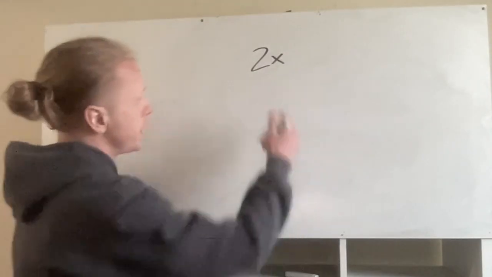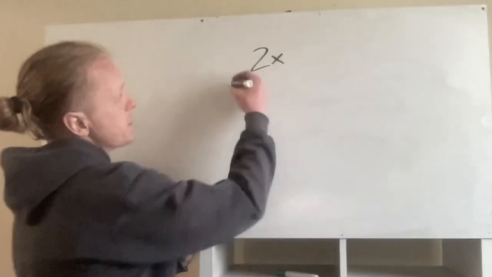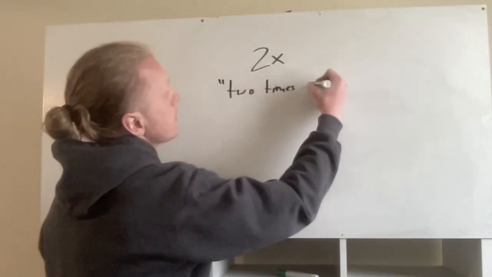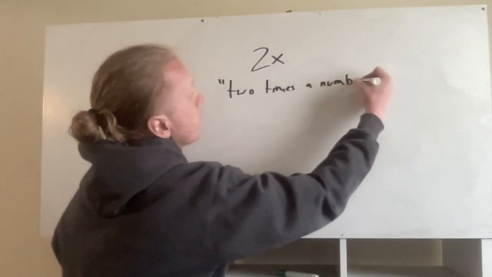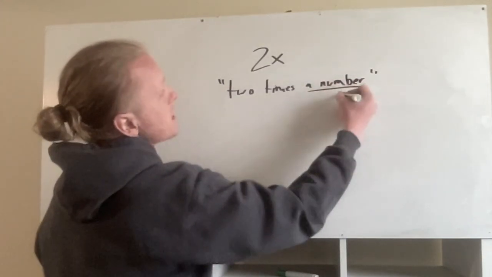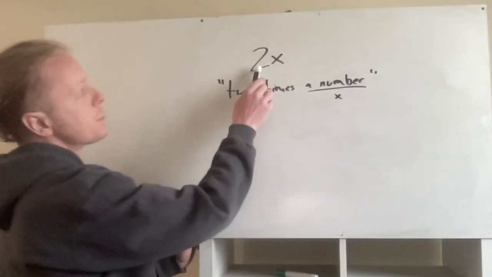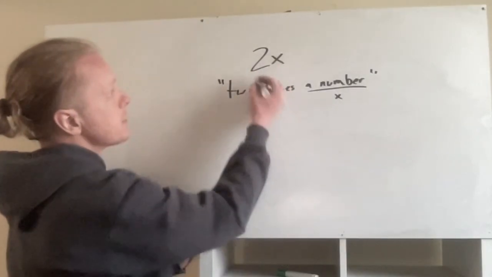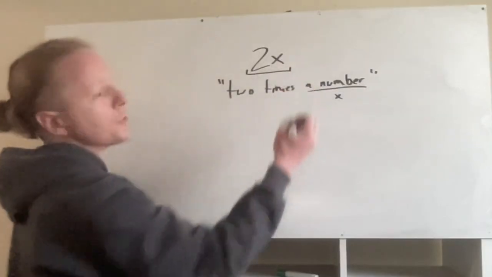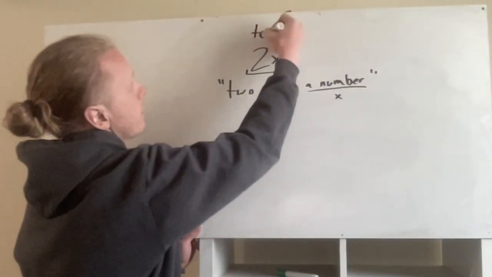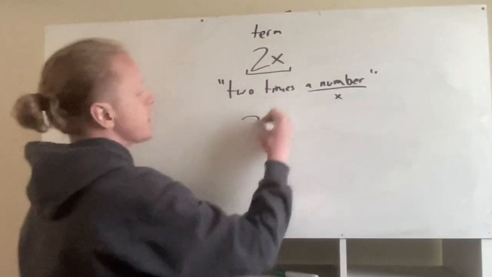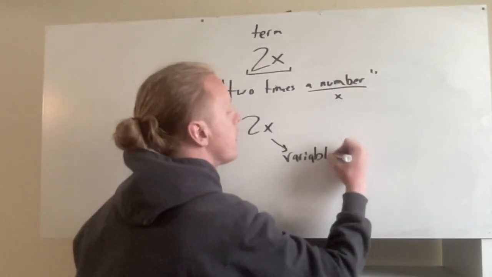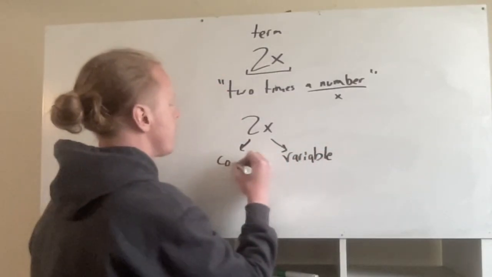Okay, so here we have 2x. Now, what does 2x mean? It means 2 times a number. And a number, that's x. So when we have 2 next to a number, that's 2 times x. Now together we would say that this is called a term. But let's break down 2x. x is the variable, and 2 is what we call the coefficient.